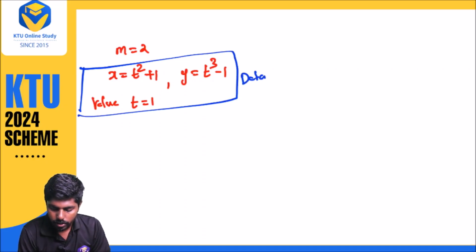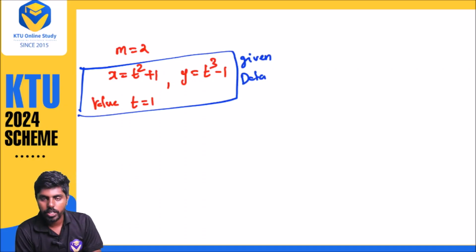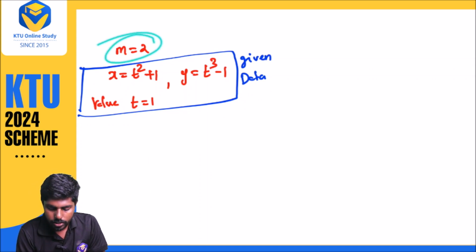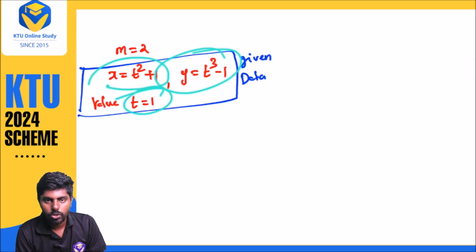These are the given data they have given. So we have identified m is equal to 2, x is equal to this value, y is equal to this value, and t is equal to 1 they have given.